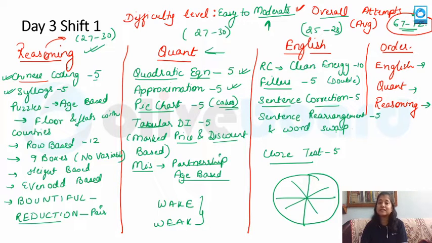We have seen that it has come in many of the slots, right? So there were 5 questions from this. Again there was syllogism, which was 5, right? So 5 questions from syllogism, only a few type का question था.